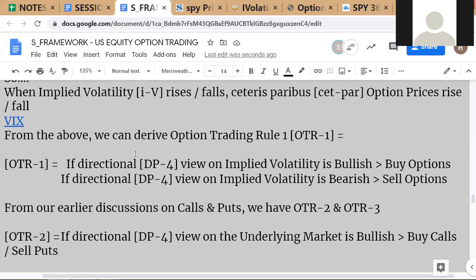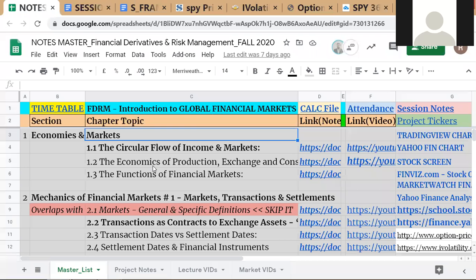And then we derive from this option trading rule 1, which is if your directional view on eyeball is bullish, you buy options. And if your directional view on eyeball is bearish, you sell options. The reason I put DP4 here, if you remember our decision problem, this DP is decision problem. Decision problem 4 was whether we should buy or sell. Go back to your notes.